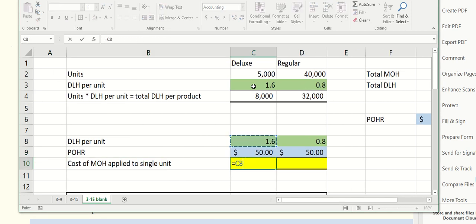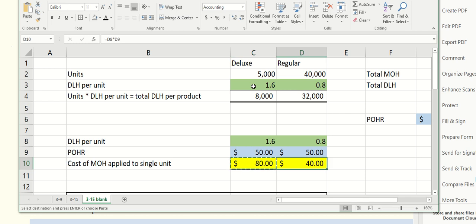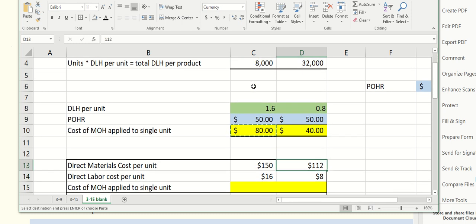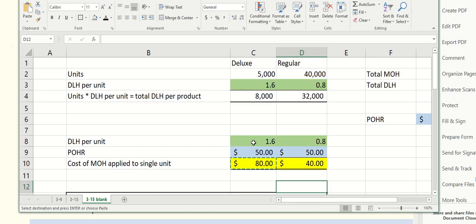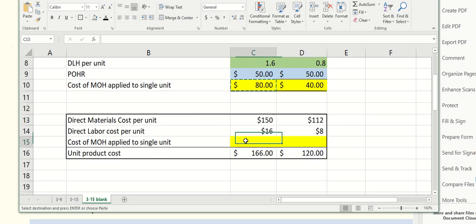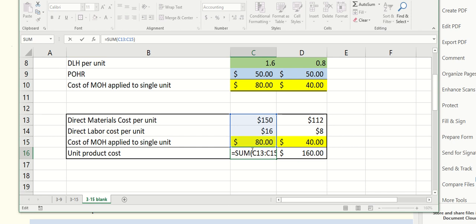And multiply it together. So it'll cost me $80 and $40 per unit of manufacturing overhead applied. For a single unit of deluxe, $80, and for a single unit of regular, $40. I've highlighted where these numbers are coming from. The predetermined overhead rate is the blue one, and then we'll put in the manufacturing overhead because we need our direct materials, direct labor, and manufacturing overhead. We can sum these up, you can see that sum formula, and that's our unit product cost if we're using a conventional costing system.